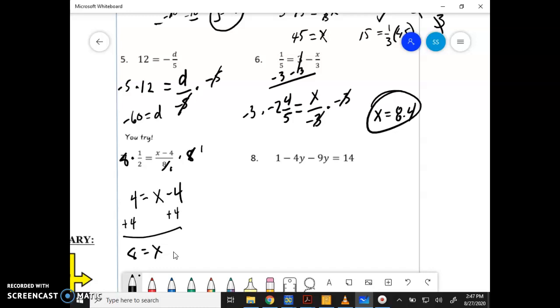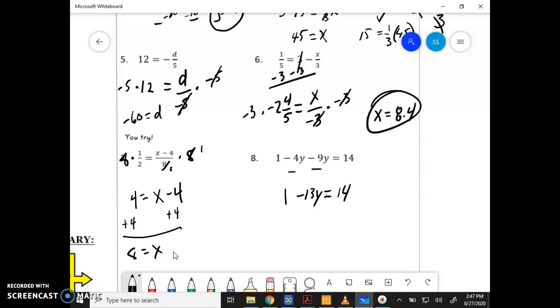All right, next one, last one here. We've got some like terms. So make sure you do that first, otherwise you're going to end up doing more steps than you need to. So just combine these like terms. We have negative 4 minus 9. That's negative 13y. All right, just update the problem. So don't forget to drop down this 1 and the 14.